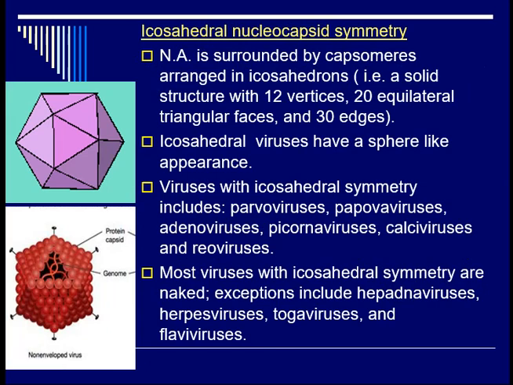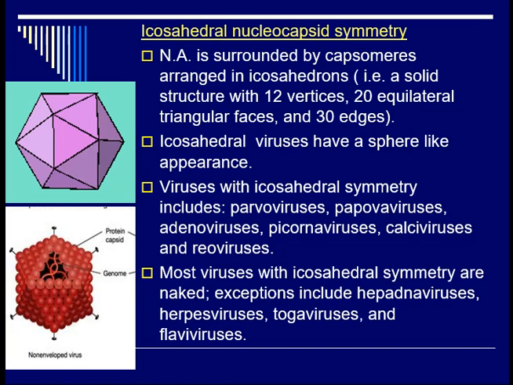The second symmetry of the nucleocapsid is the icosahedral nucleocapsid symmetry. Here, the genome of the virus is surrounded by capsomeres, and these capsomeres are arranged in icosahedrons. The icosahedron is a solid 3D structure with 12 vertices, 20 equilateral triangular faces, and 30 edges. The icosahedral viruses have a sphere-like appearance, as shown in the picture. The icosahedron forms the spherical configuration of the viruses.